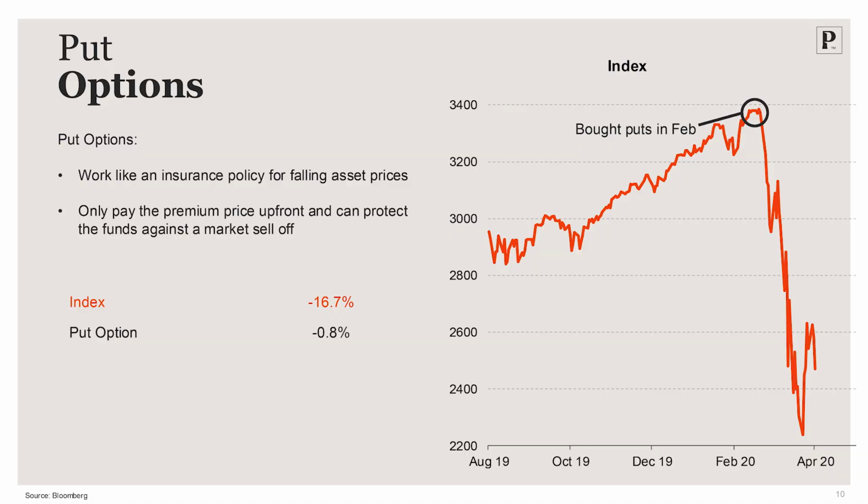And what you'll see here in that chart, in that month of March through to the start of April, the index was down like 17% for the month, and that option only cost us less than 1%. So by paying the 1% premium up front, we'd managed to protect our investors against that big market drop.